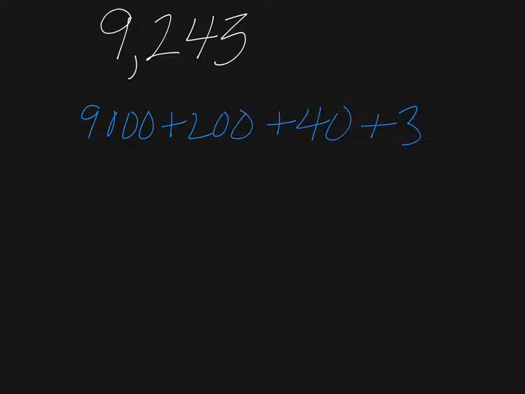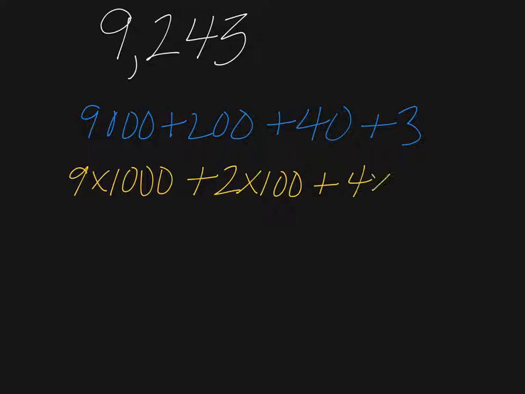Now we are going to take some of what we've been talking about here, and I'm going to show you how we can actually do expanded notation using powers of 10, which as you deal with bigger numbers, it'll actually save us some time. So check this out. 9,000 is the same as doing 9 times 1,000, plus 200 is 2 times 100, plus 40 is 4 times 10, plus 3 is 3 times 1.